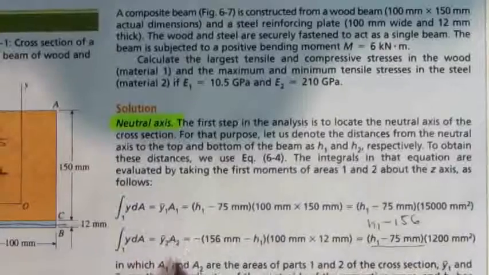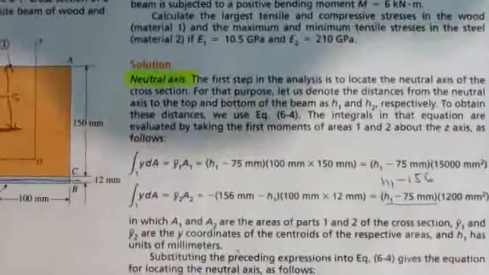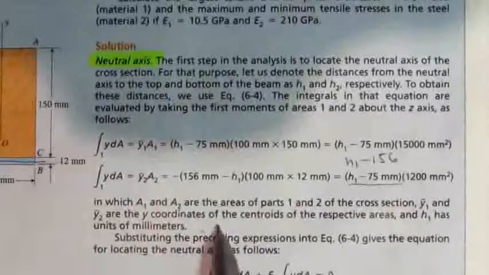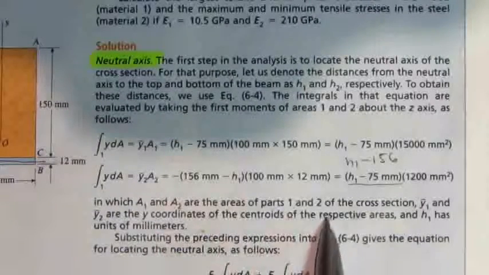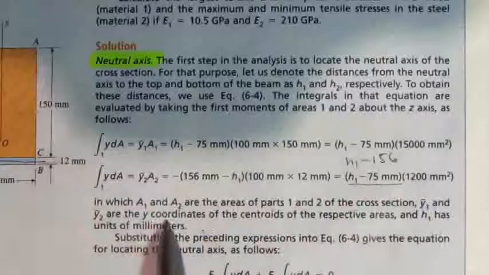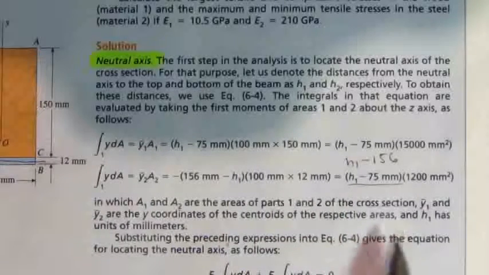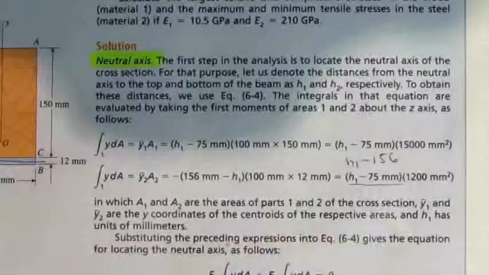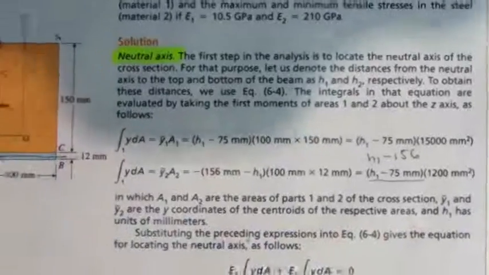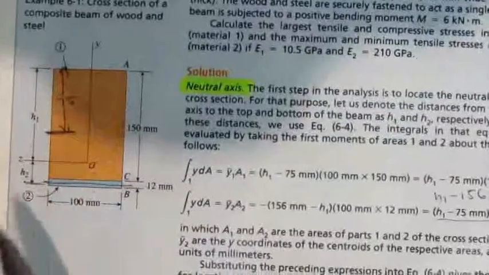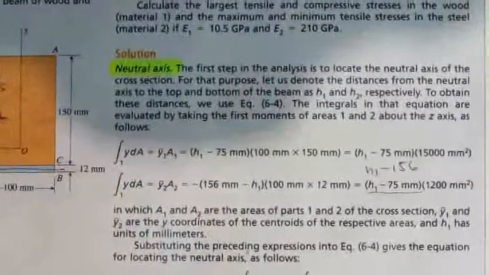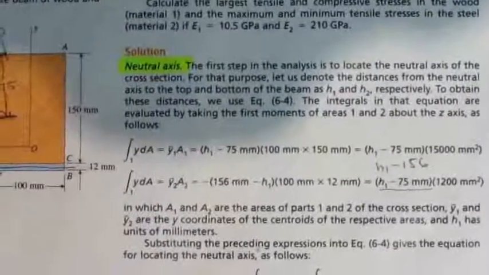So we've calculated these two things, and they explain here that A1 and A2 are the areas of parts 1 and 2. We know that. And y1 and y2 are the y coordinates of the centroids of the respective areas. Okay, so I've been referring to it as the local neutral axis. I think this is a better term, an easier one for you to remember. Just say the centroid of that area, the centroid of the wood, and the centroid of the steel plate. I think that's a simpler term. Mine is actually more complicated. Okay, so fine, let's refer to it as the centroids.